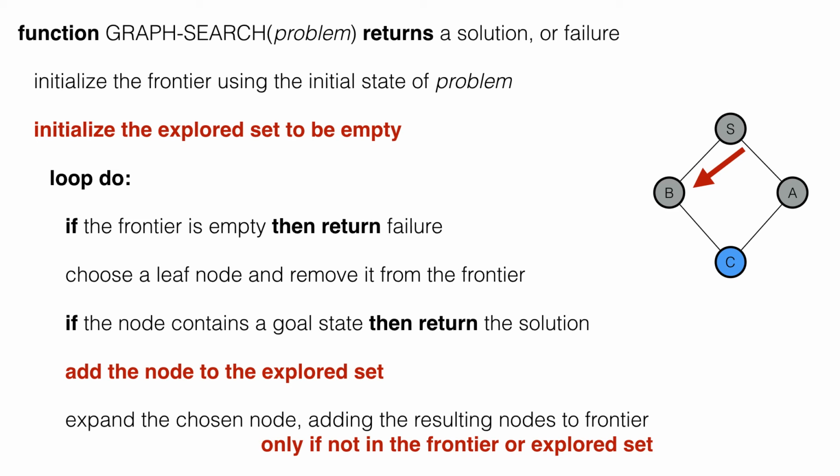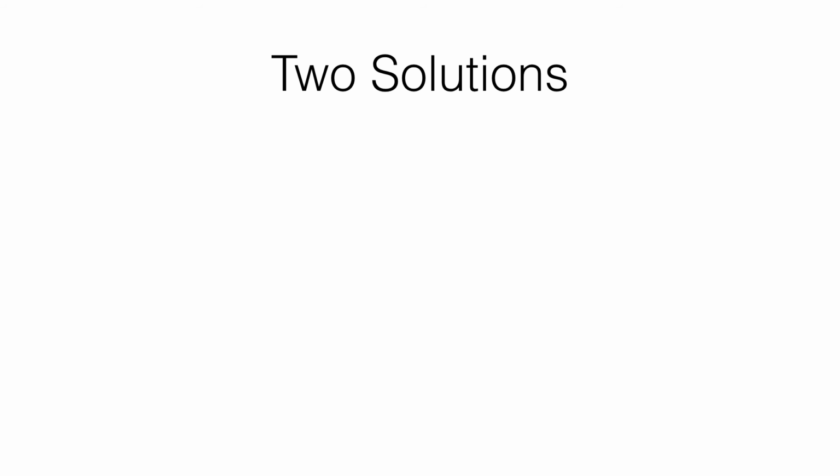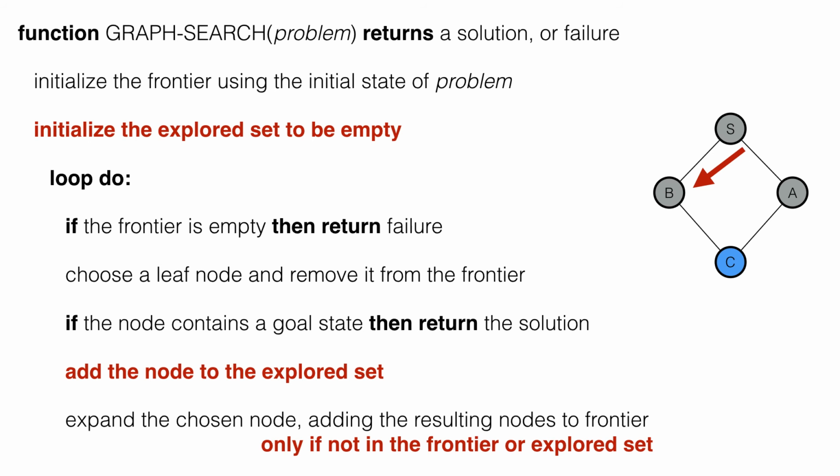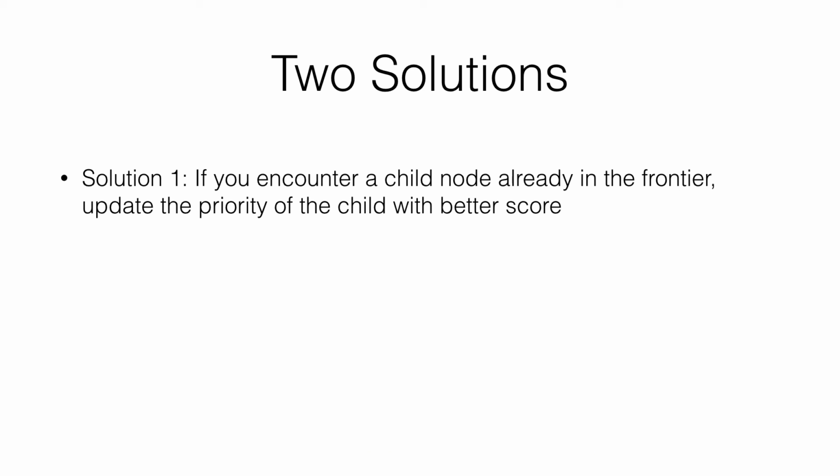So there's two solutions to this. And the first is what the textbook suggests for uniform cost search, which is that when you encounter a child node that's already in the frontier, you just update the priority of the child if you found a better score. And so in the previous example, if you discover C again, but you've discovered that you can get to C faster through B, then you update the priority of C, and that's fine. That's not too bad. The downside is not too many. Well, there are data structures that support updating priorities, but data structures that don't support priorities are a lot simpler.